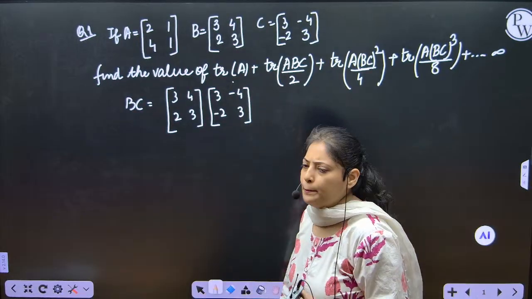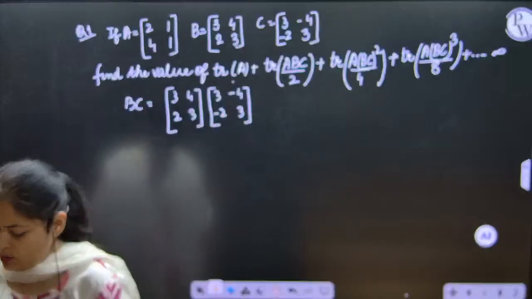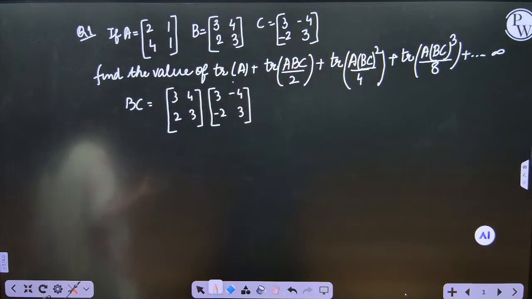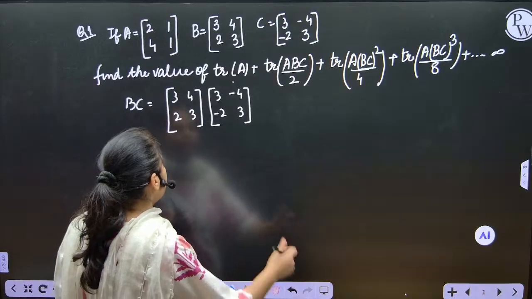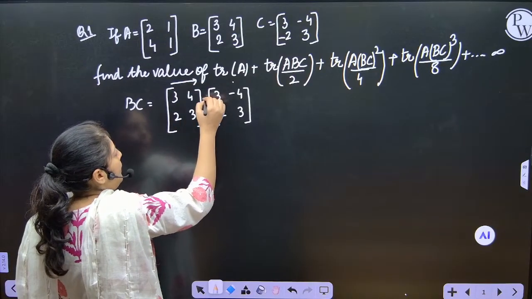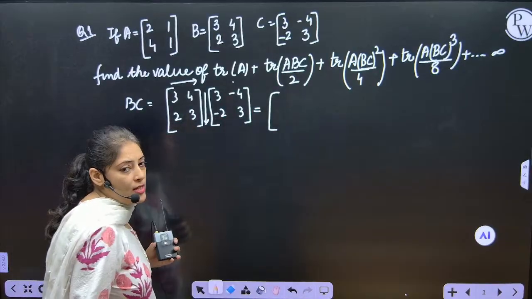And I hope you have read the properties of trace also. One or two properties which I'll use in this question, I'll write at that time also. But after the class, you should revise, you should read the properties. All right, so if I multiply these two matrices, what will come?